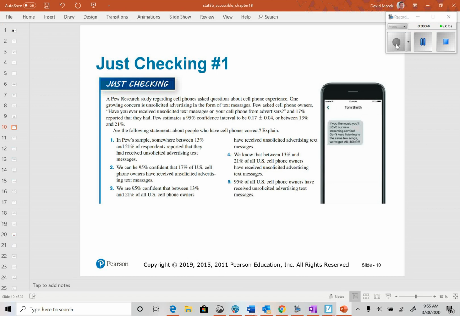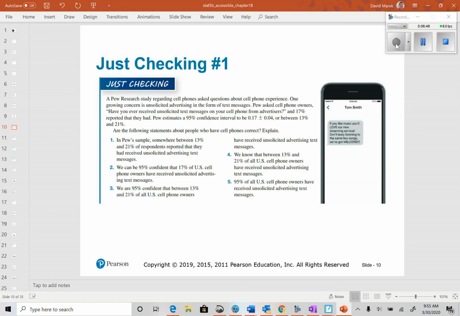Number two, we can be 95% confident that 17% of U.S. cell phone owners have received unsolicited advertising text messages. That's false. We are 95% confident that the percentage falls in some interval. We're never going to say we're 95% confident that it is this one exact value.